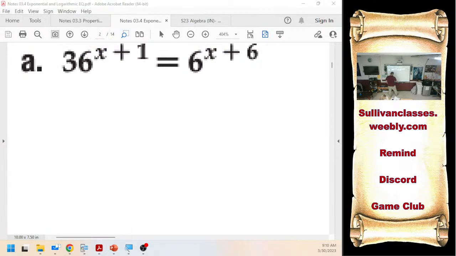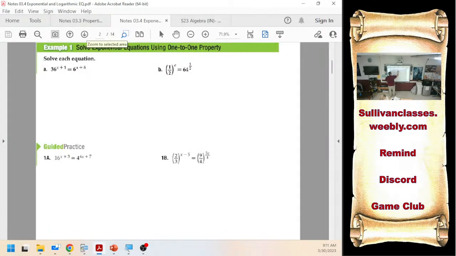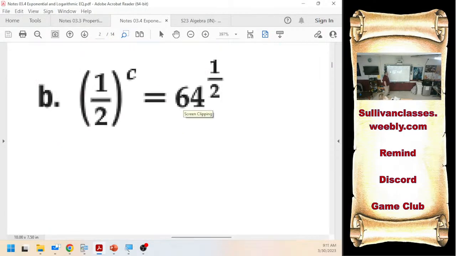What about the other one? Those aren't the same base either. They can be. Because 1/2 is 2 to what power? So this is 2 to the negative first. 64 is 2 to what power?